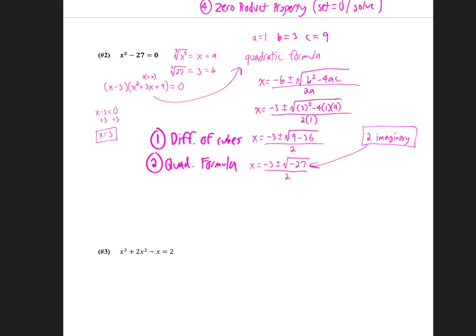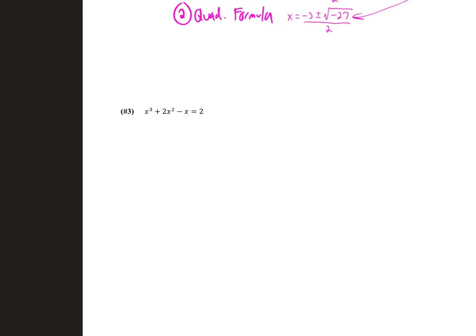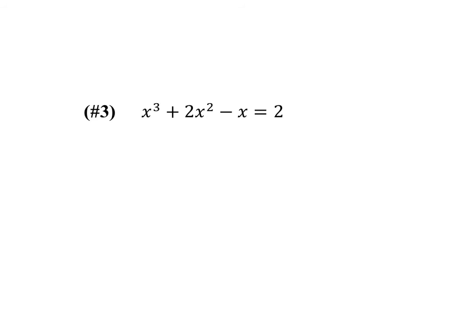All right, last example for today. We have x cubed plus 2x squared minus x equals 2. First things first, in order to solve polynomials, we need it equal to 0. Is it equal to 0 right now? It is not. We need to get rid of that 2. How do we get rid of that 2? We subtract 2 from both sides. 2 is not a like term with anything else. We're going to rewrite this as x to the third plus 2x squared minus x minus 2 equals 0.